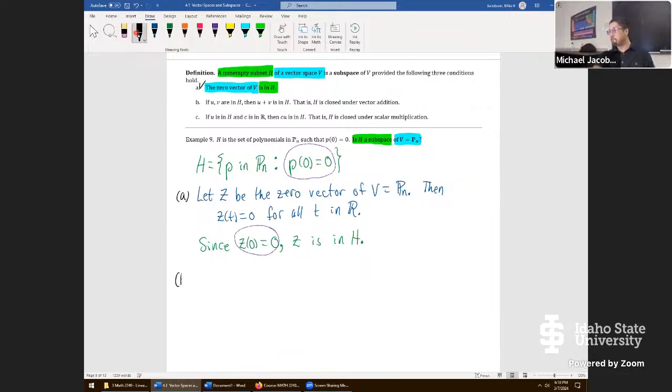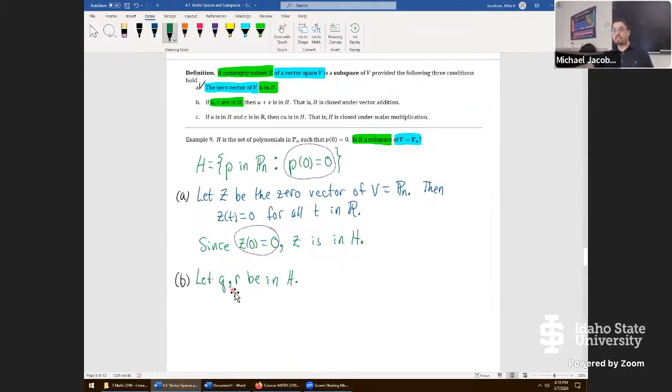Let's now go to part B. In part B, we have to start with 2 arbitrary vectors inside H. I wouldn't call them U and V like we mentioned before, and I probably wouldn't call it P either, because if you call it P and Q for your 2 polynomials, P might conflict with what's written here. It's a stylistic choice, but I'd say it's a good idea to start by writing let Q, comma R, be in H.